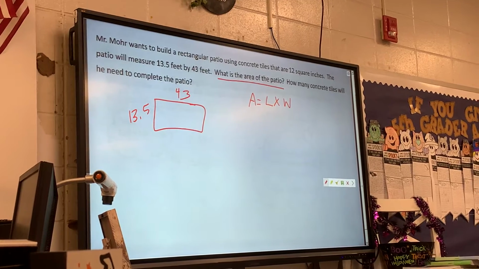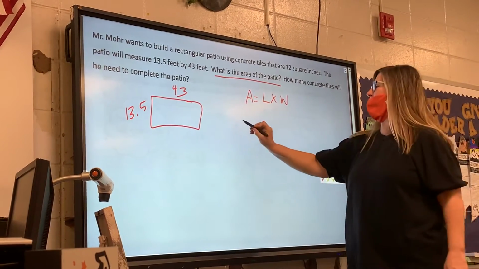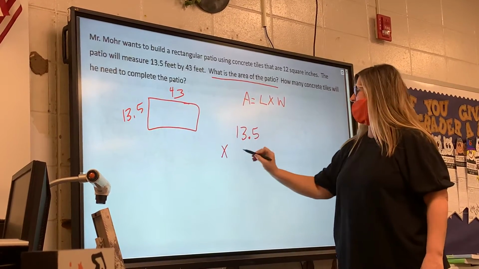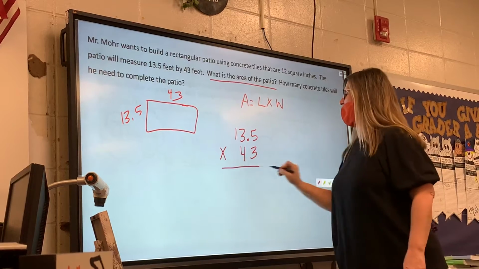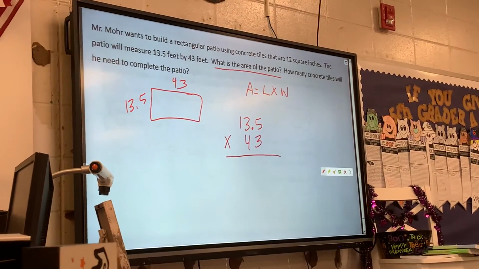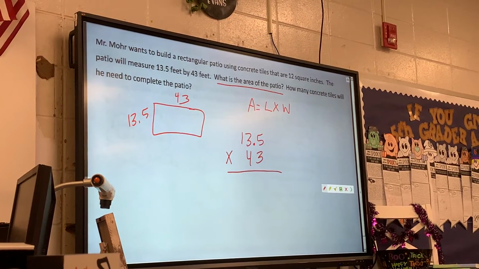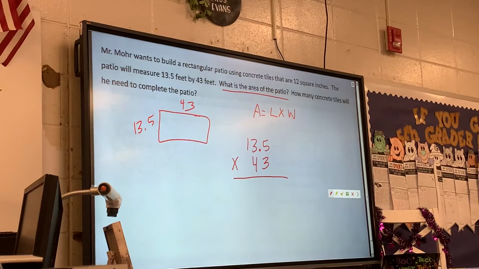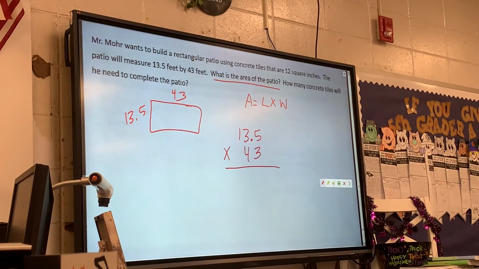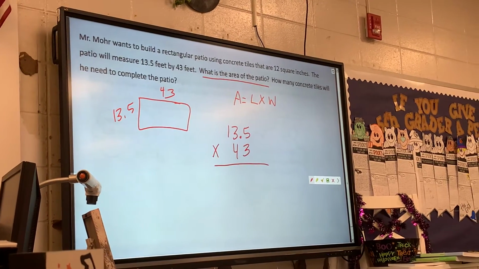What am I going to put on top? 13 and 5/10 because it has more digits. So I'm going to put 13 and 5/10 times 43. All right, so guys, what I'm doing is multiplying a whole number and a decimal times another whole number, right? This decimal goes out to the what? Tenths. So my answer is also going to go out to the tenths place, right?